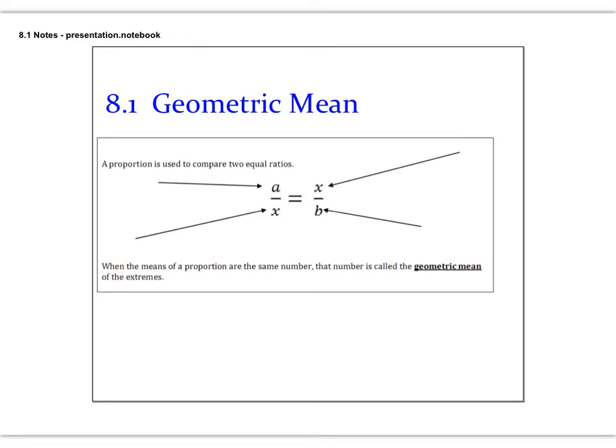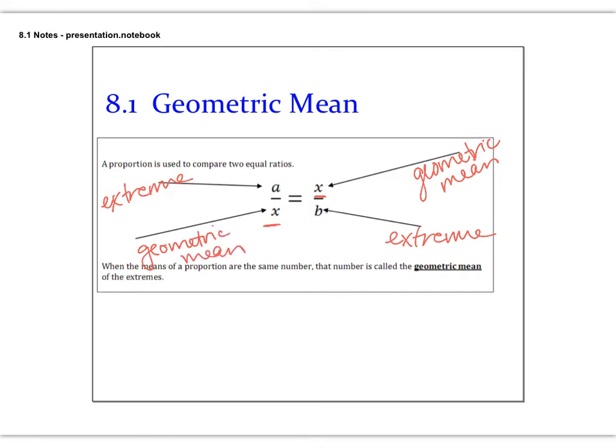8.1. Every proportion has what's called means and extremes. So in this case, the A and the B are the extremes. These other two spots where the x's are, those would be the means. But something kind of special happens if they end up being the same number. In this case, they're both x. Then they're called not just a mean, but a geometric mean. So again, every proportion has means and extremes. But if that number is the same, then it's a geometric mean.